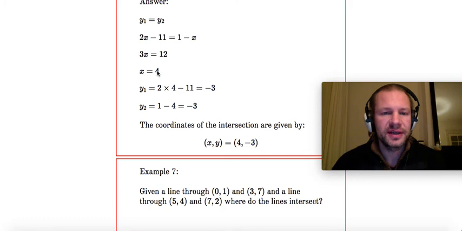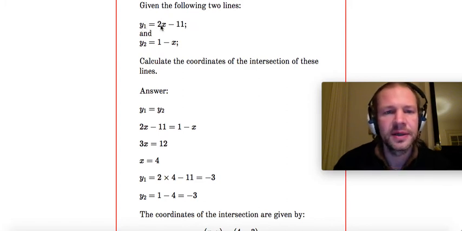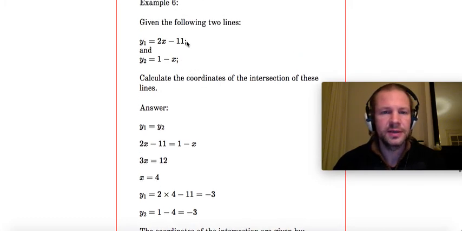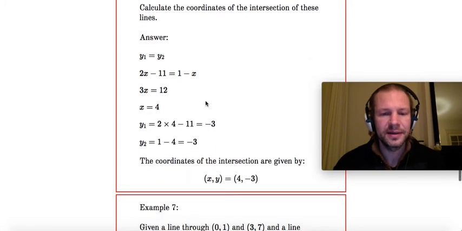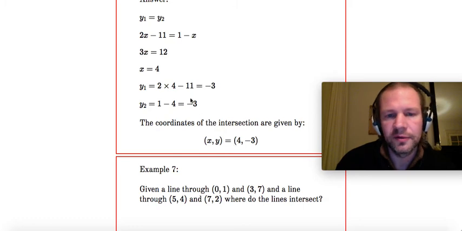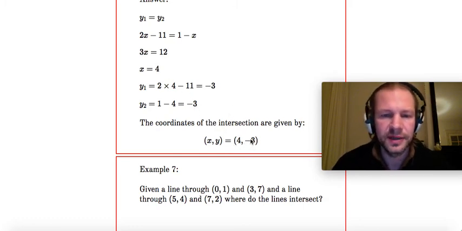So we check the answer. X is 4 means the value of the first line is 8 minus 11 is minus 3, and 1 minus 4 is also minus 3. So these lines really intersect. So the coordinates of the intersection are 4, minus 3.